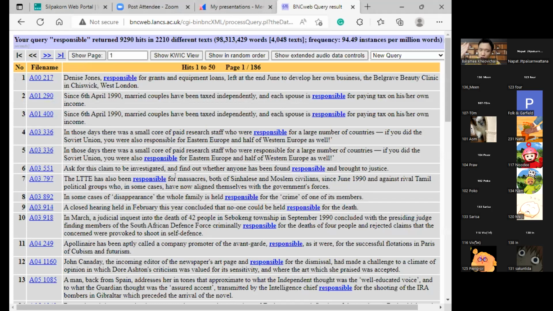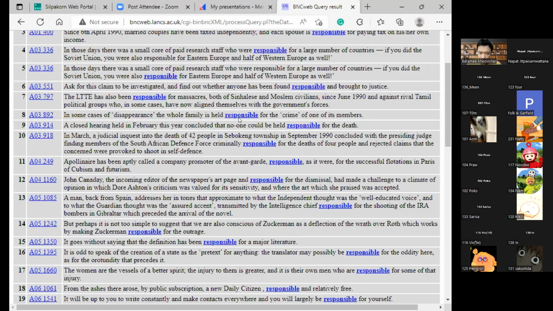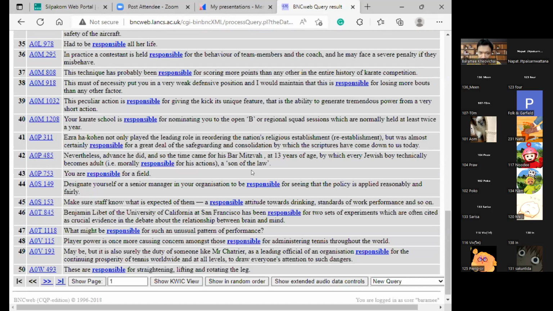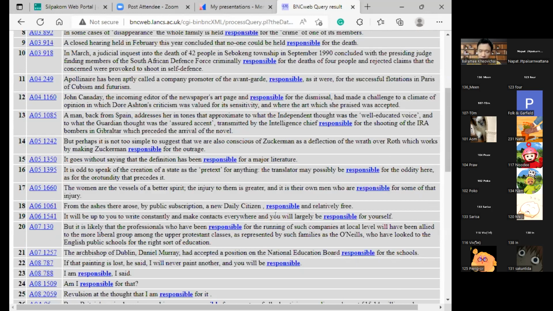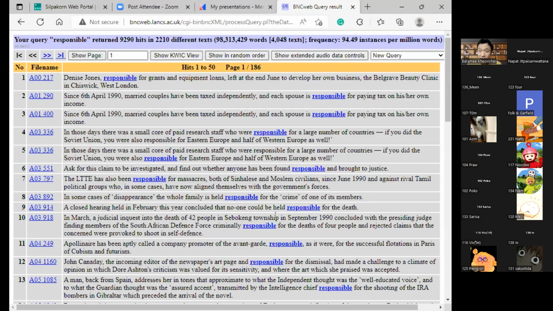And then it will bring you examples of the word responsible in the corpus for you to look at. So these examples of the word responsible are retrieved for you to look at, and you can see them here. Furthermore, if you want to look at the collocation of responsible, it's probably not that easy to see from this kind of presentation.